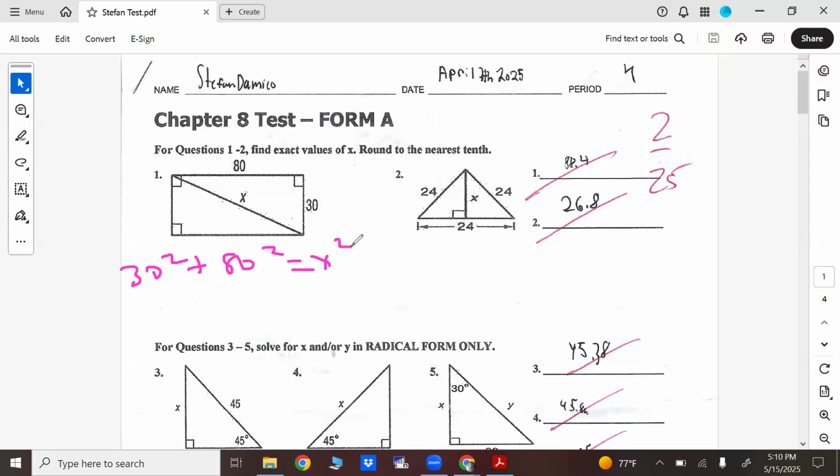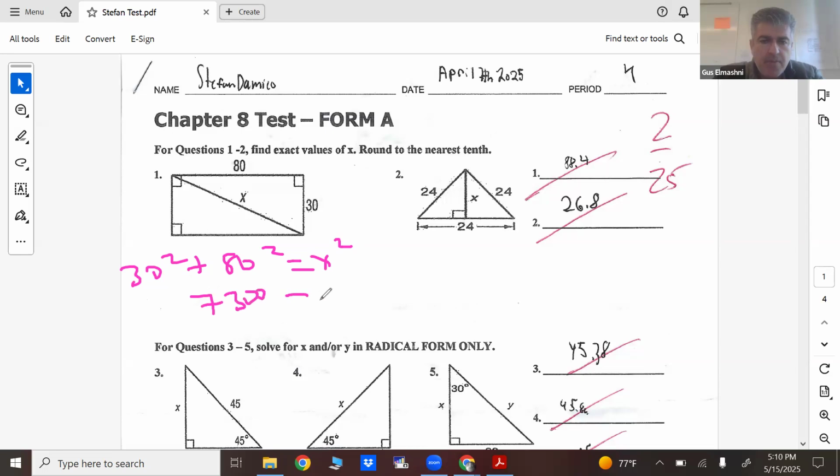Yeah, and to work that out, you get 85.44. So the 85.4. So you get 7,300. So x is 85.4.